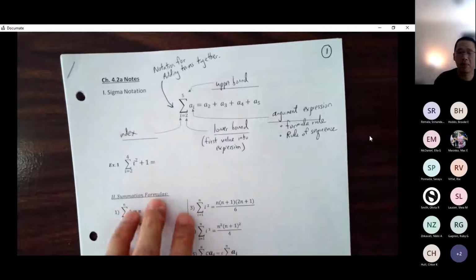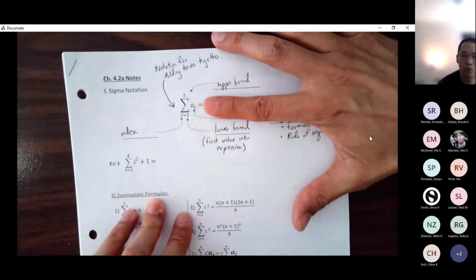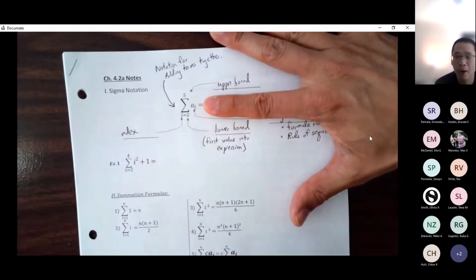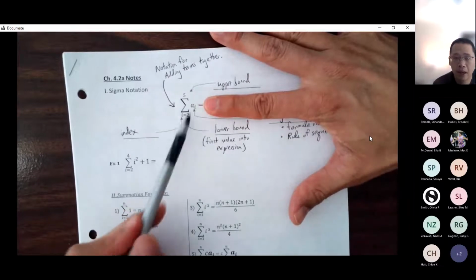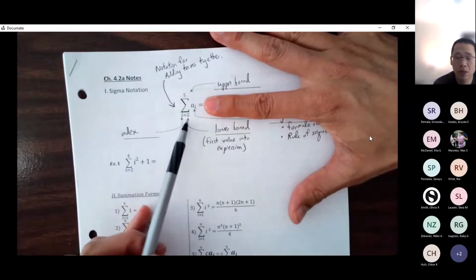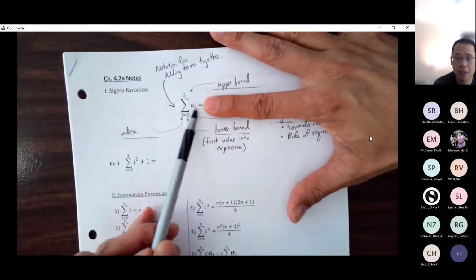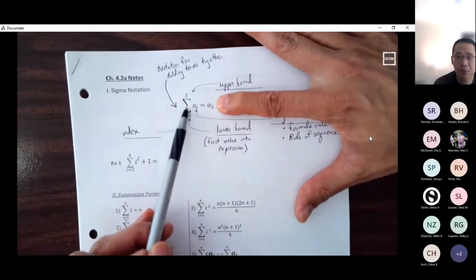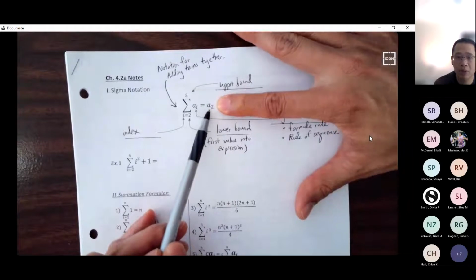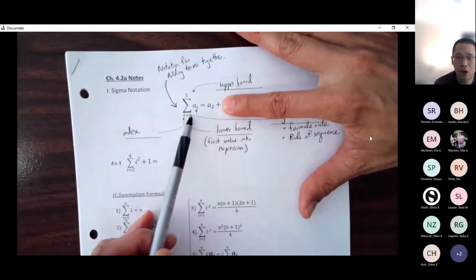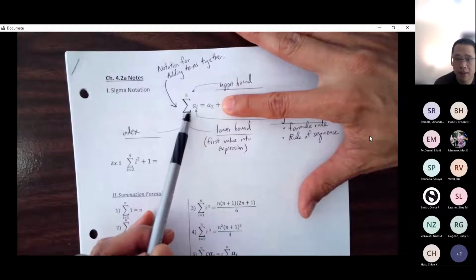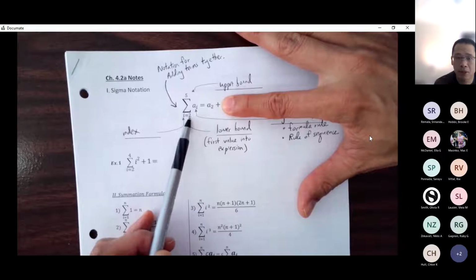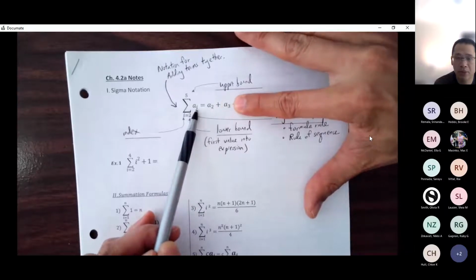Okay, so let's say this is an example from 2 to 5. This is what would result from this particular expression. This tells us that the first value we're going to plug in is 2. We'll plug 2 into the expression, and that will be represented as a sub 2. We know the summation indicates that we're going to be adding a bunch of terms together, so we'll do a plus. And then we're always going to increase our lower bound by 1. So the next value that we plug in is going to be 3. So we plug 3 in for i, so that will give us a sub 3.